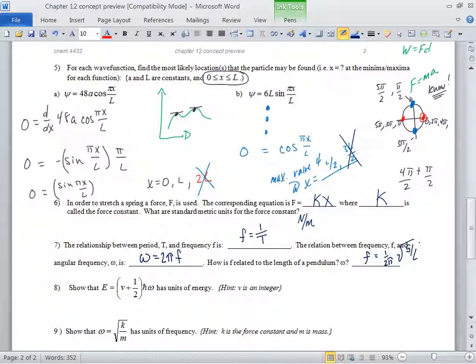What's kind of interesting here, I think, is: does it matter how far you pull it out for the frequency? If it did, it would have to be in that equation. The only way to change the frequency is to change g or to change the length of the pendulum. Does it matter what's hanging on the bottom of that pendulum? No.